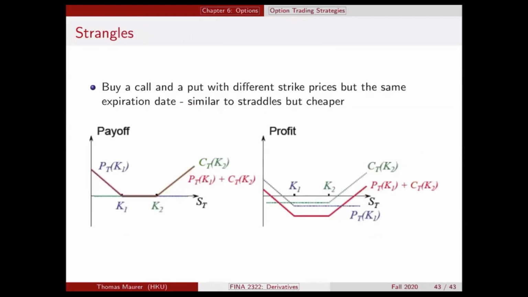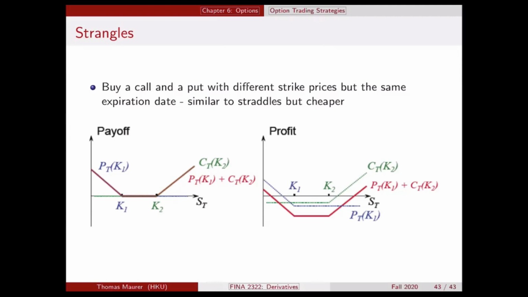Finally, we have the strangle. The strangle is again a combination of put and call option, but here you buy a call option with a high strike price and a put option with a low strike price. This is again like the straddle, a speculation that the price of the underlying moves a lot, but here you only get payoffs if the price of the underlying either increases above K2 or decreases below K1.